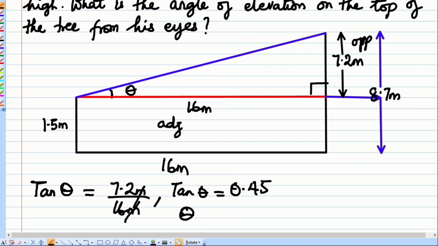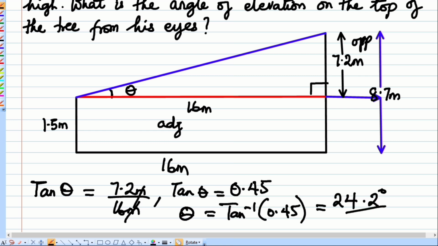So anytime we have this, theta would be the tan inverse or the arctan of 0.45. So if you have your 4-figure table, you can also look at what the tan inverse of 0.45 would be. If you have your calculator, just do shift plus tan and then 0.45. So let's do that. Tan inverse 0.45. And we have approximately, I'm going to approximate to 1 dp now, 24.2 degrees. And that will be the angle of elevation. So he had to elevate his line of sight 24.2 degrees to be able to see the top of the tree.